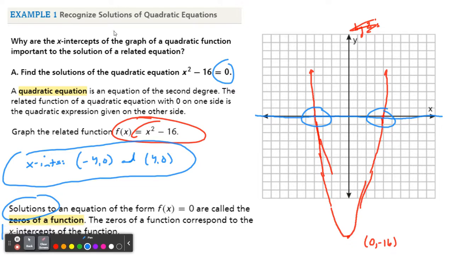They will also be what we call the zeros of our function. This is a new idea. They are called the zeros of our function because if you were to plug negative 4 or 4 in for x, it would make the function equal to 0. So this idea of x-intercepts, solutions, and zeros are all equivalent talk in this section.